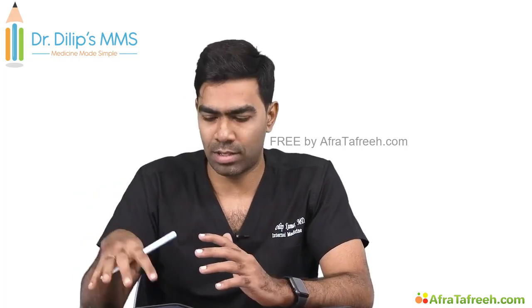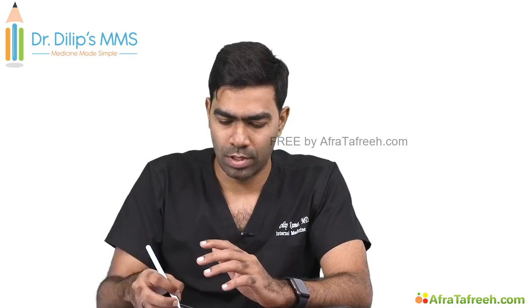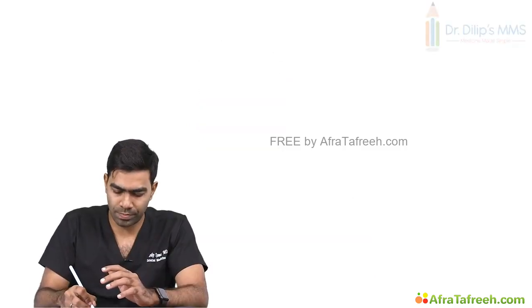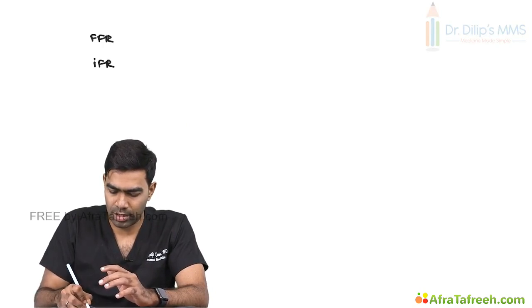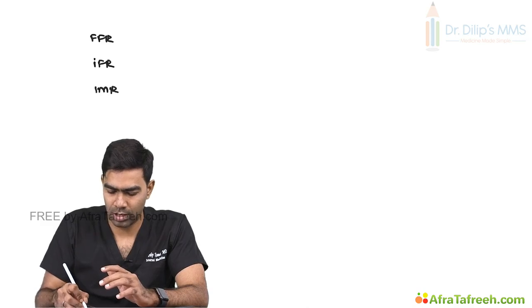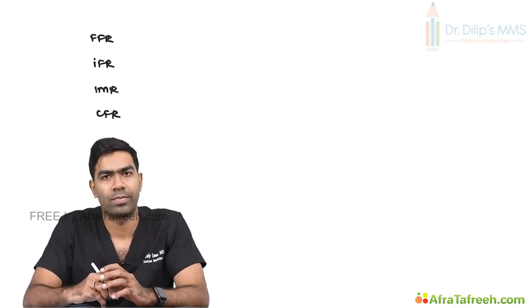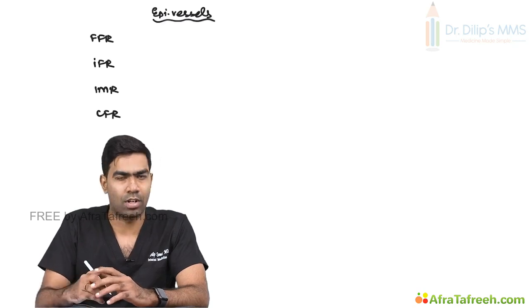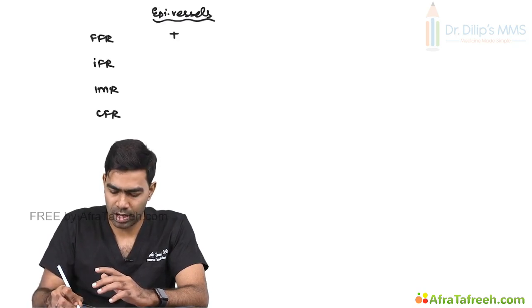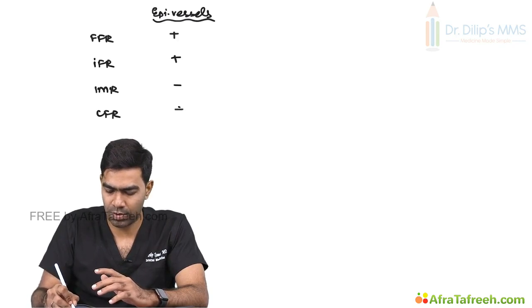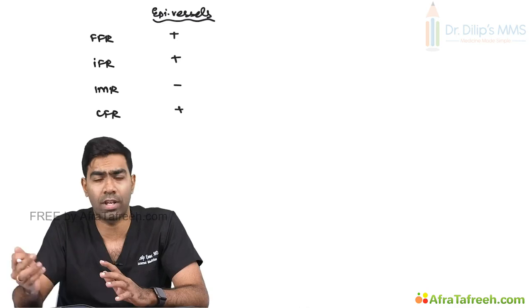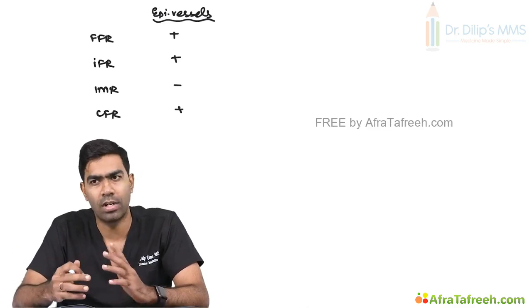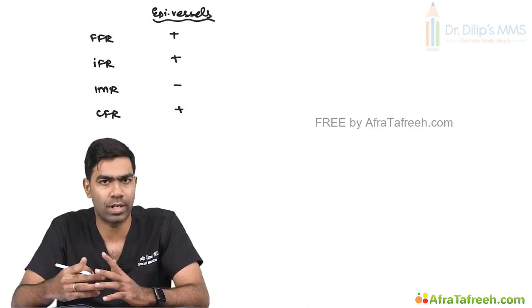So let us make a summary of whatever we have learned till now. So we learned 4 values, isn't it? One is the FFR, next is the IFR, next is the IMR, then is the CFR, coronary flow reserve. First of all, we need to know whether they can assess the epicardial coronary vessels or not. FFR, yes. IFR, yes. IMR, definitely no. CFR, to an extent, yes. Even though it's very important for microvascular dysfunction, it can also tell you the status of epicardial vessels to an extent.